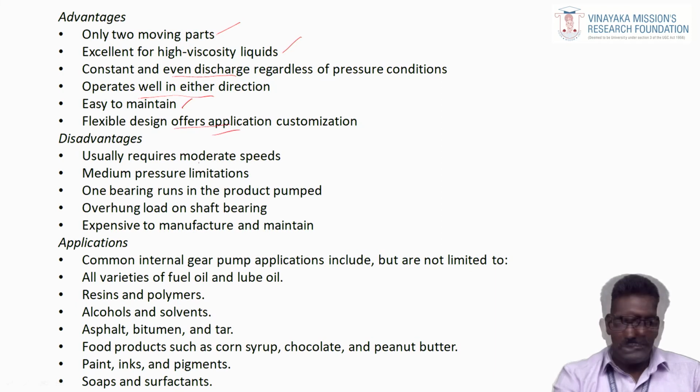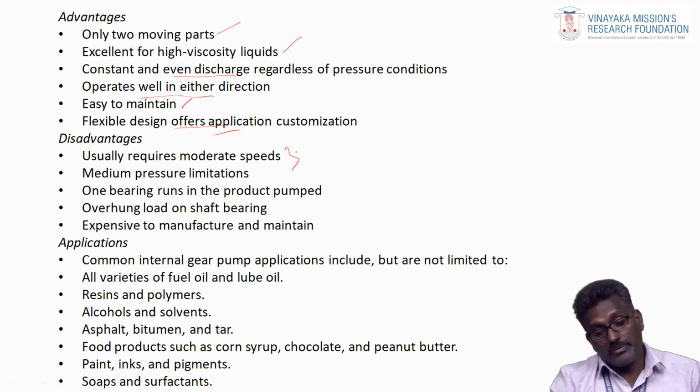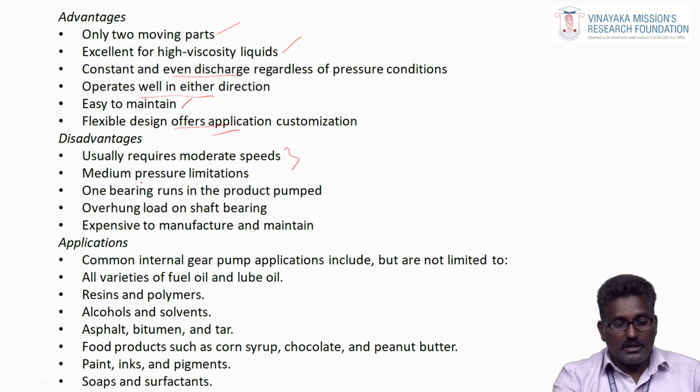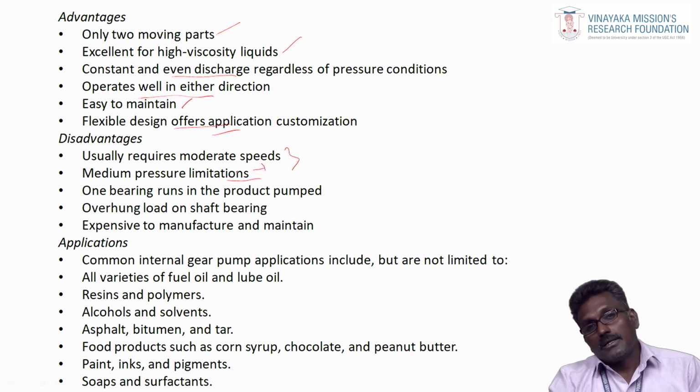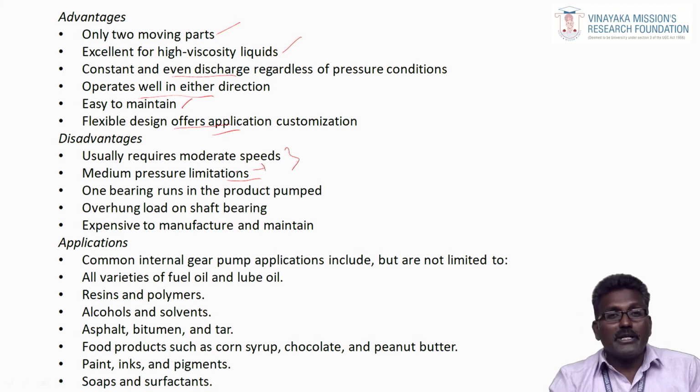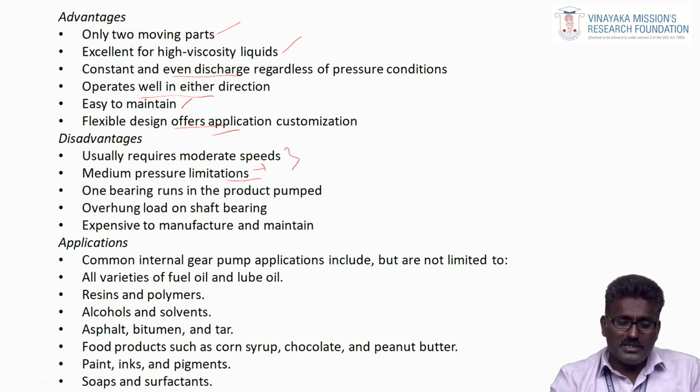The disadvantage of this pump is that it is not used for high speed applications, but the external gear pump is used for high speed applications. It is medium pressure only, a pressure limitation of this pump, because I told earlier that the external gear pump does not have any overhanging gear arrangement, but in this pump an overhanging gear arrangement is there, that is, the inside gear is overhung. That is why very high pressure is not possible in this pump.